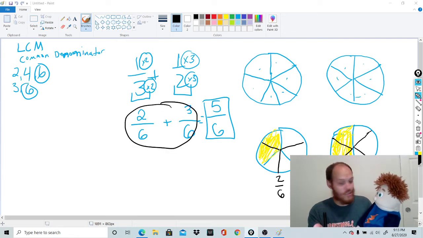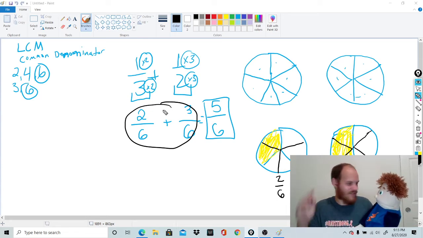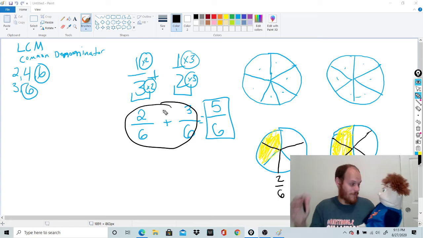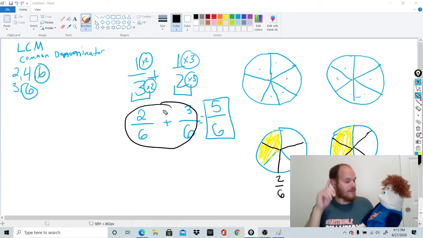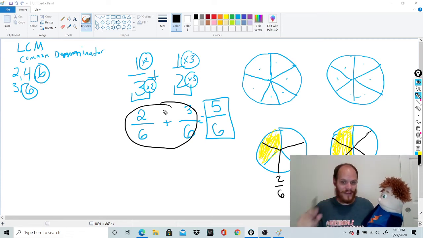Okay? The reason I showed you the multiplication way is because sometimes you're going to get things like 13ths and 14ths, and you don't want to have to draw that picture because that's insane. But I recommend drawing a picture is always a great idea. But you use LCM, you multiply, you're able to add those together.